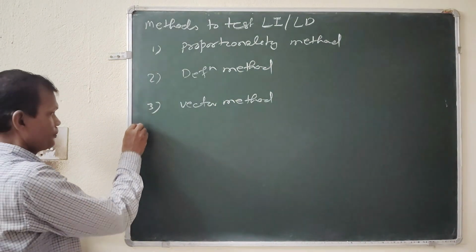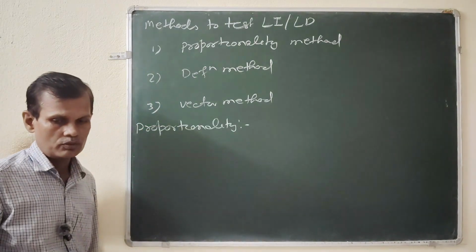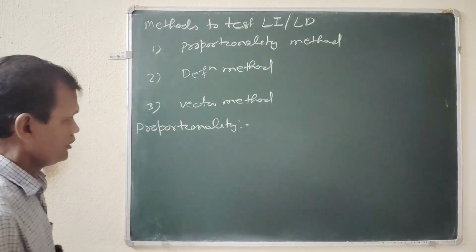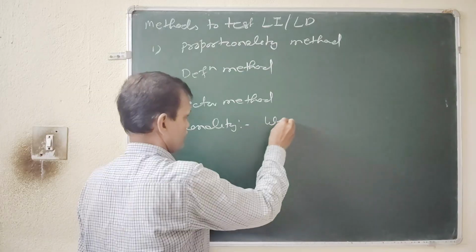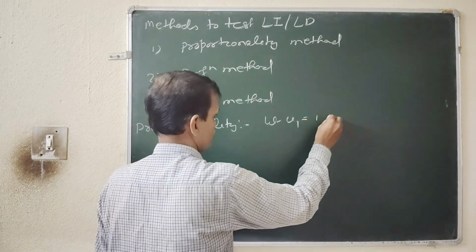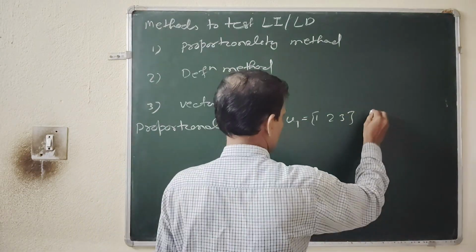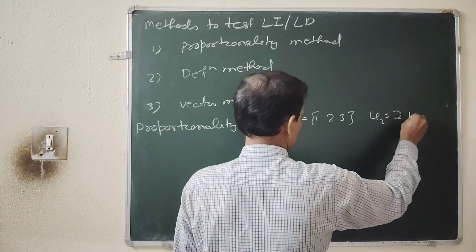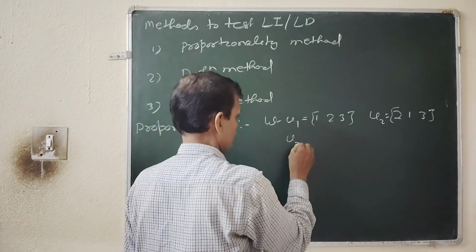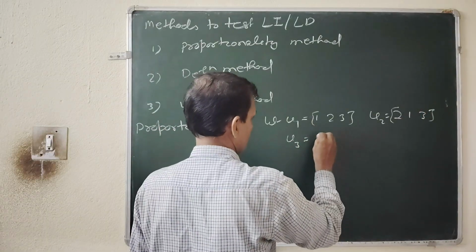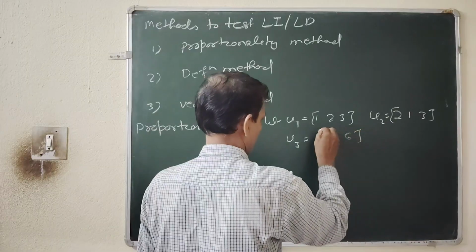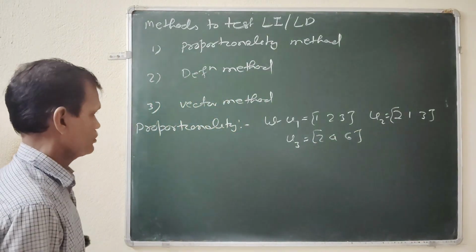Now we will discuss the proportionality method. Let us consider three vectors. Let v1 is equal to (1, 2, 3), v2 is equal to (2, 1, 3), and v3 is equal to (2, 4, 6). So these are the three vectors.